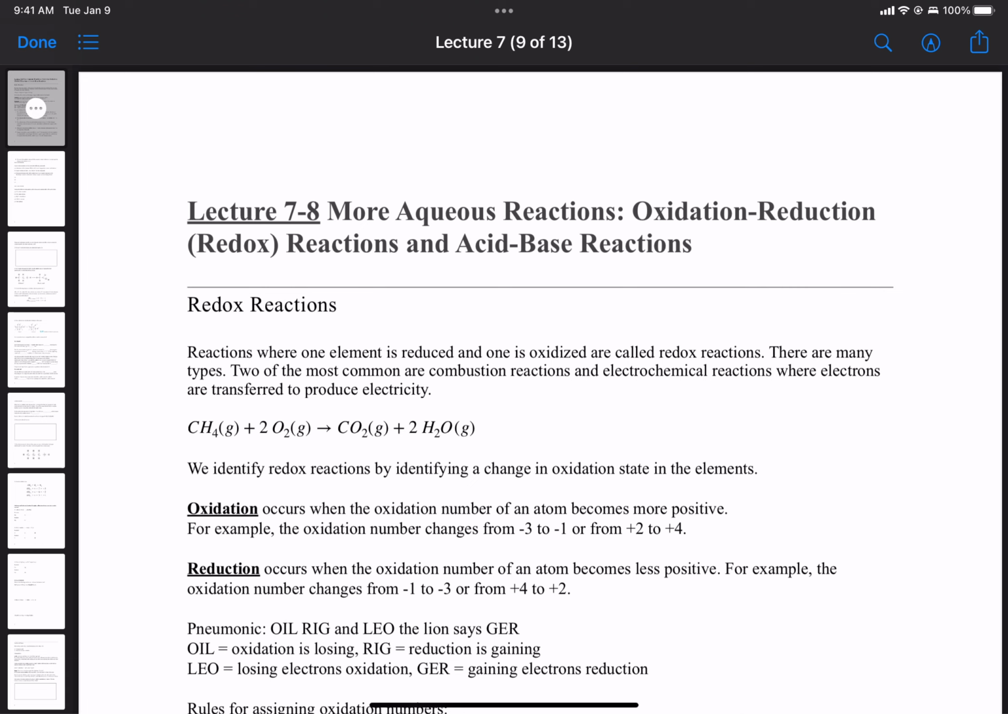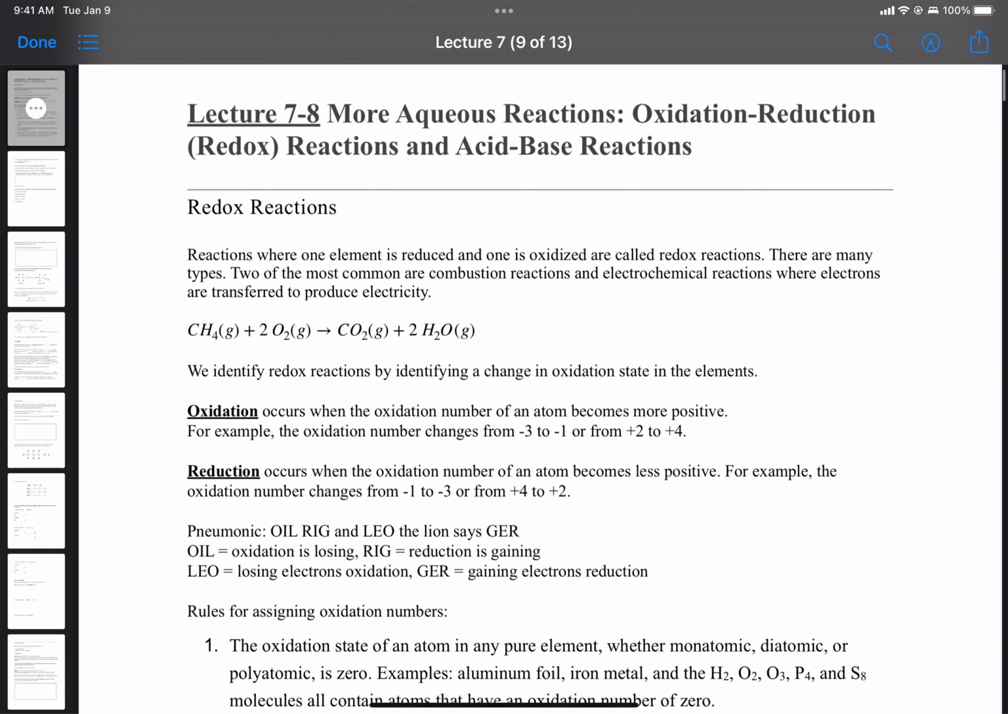Okay, so here are some mnemonics to help remember these terms. OIL RIG, and LEO the lion says GER. Okay, so OIL RIG is something I remember better with, I guess. Oxidation is losing. That's what OIL stands for. RIG means reduction is gaining.